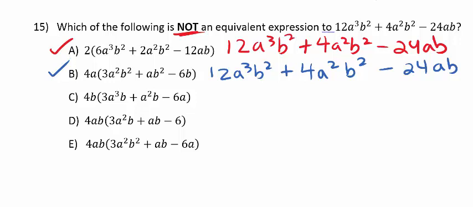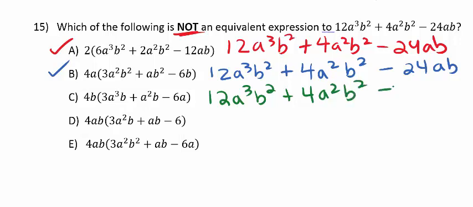Let's check C. 4 times 3 is going to give me 12a cubed, and then b times b is b squared. And then we have a 4a squared, and then our b times b is b squared. And then 4 times 6 is 24ab. So it turns out this one is equivalent as well.